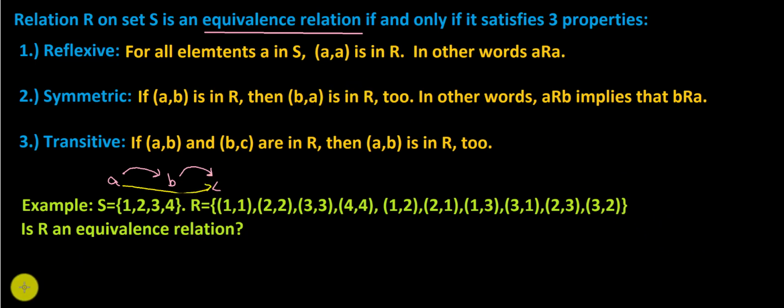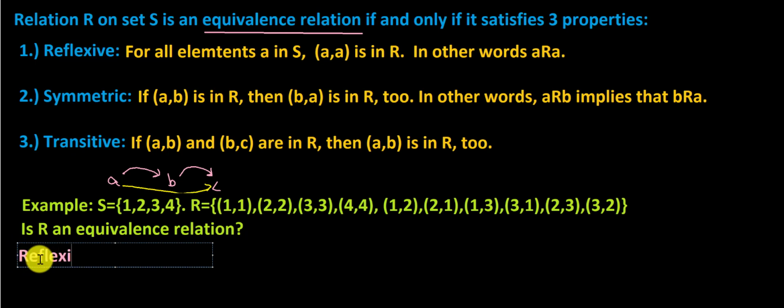Okay, so the question I have for you: we've got a set, S equals {1, 2, 3, 4}, and we've got some relation that's given by all these ordered pairs. The question is, is this an equivalence relation? So let's go through and check, is it reflexive?